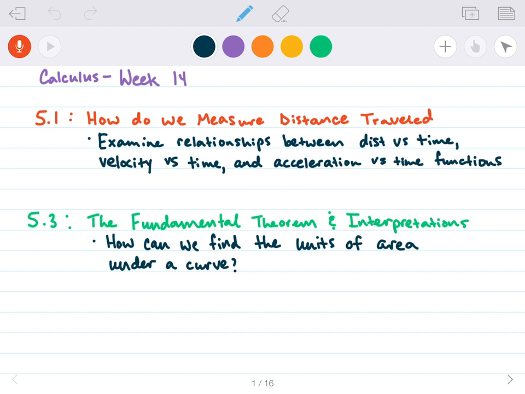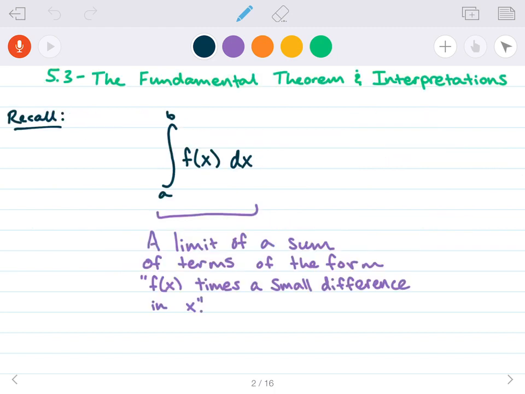Then we're going to talk about the fundamental theorem and interpretations in terms of units and why the fundamental theorem of calculus makes sense. All right. So let's go ahead and get started.